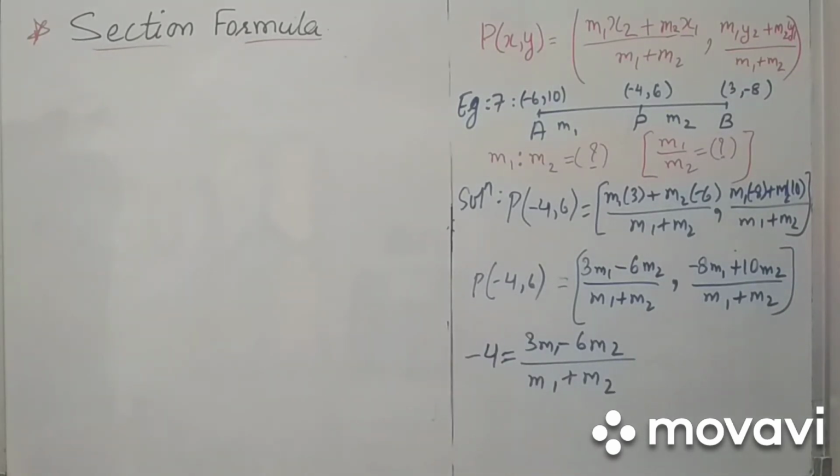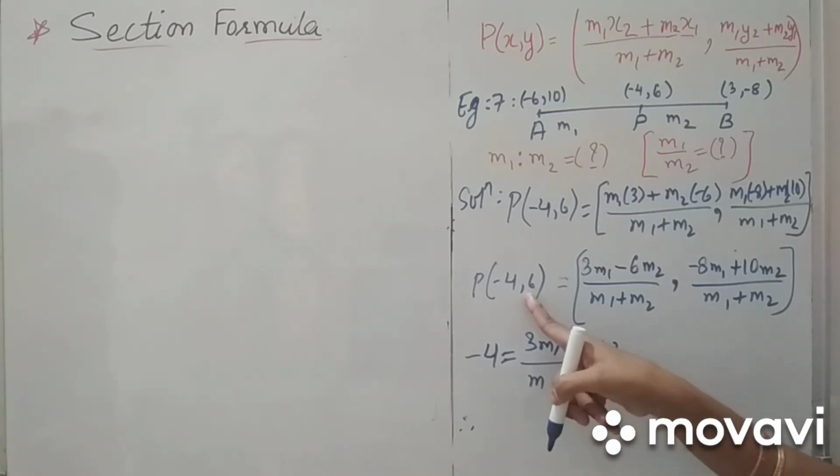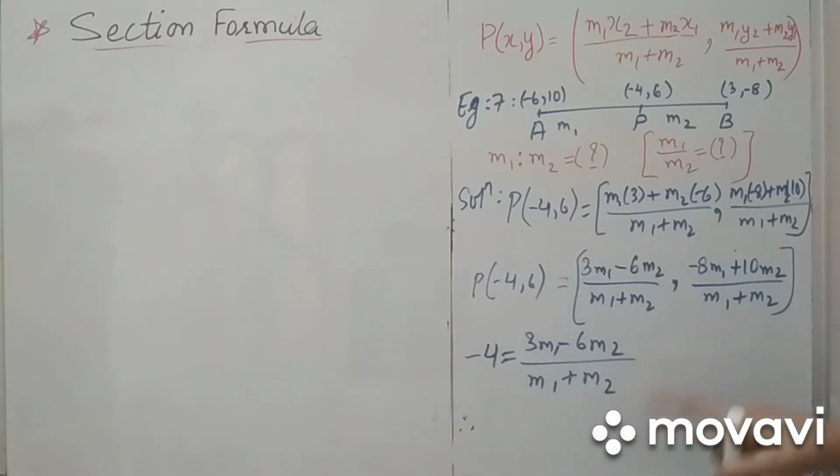You can see this coordinate simplification will give me minus 4 as the answer. Now the same way you can write it for the y coordinate also, but we are getting it with one, so why go for the other one also. Now take this m1 plus m2 to the other side. What you will get is m1 plus m2 into minus 4, and then here 3m1 minus 6m2.